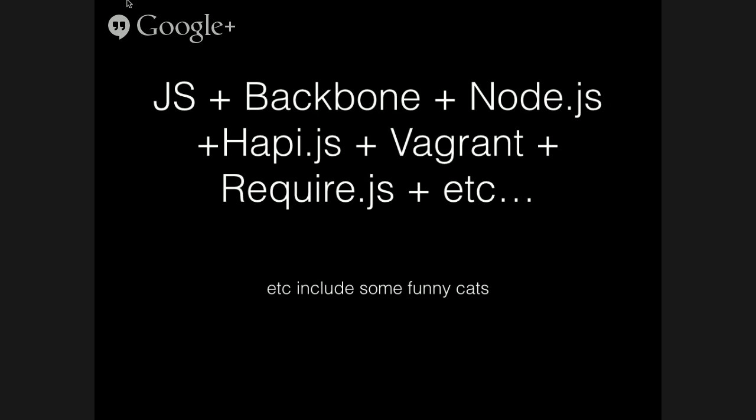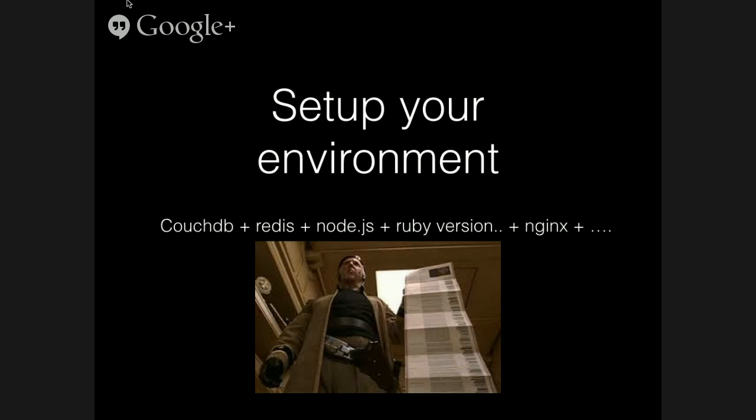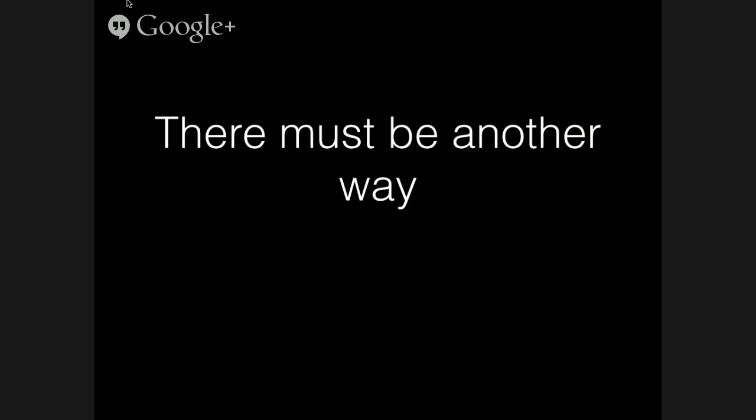So I'm going to talk with you about some Backbone, Node.js, Hapi, Vagrant, Require.js. I'll try to keep it very short for 20 minutes, so bear with me. So you start a new job, and then you have to set up your environment. And it basically looks like this. You get this huge list, and then you need CouchDB, Redis, Node.js, different versions, Nginx, and there's a lot of place for errors between your Mac and production. And that's where I realized, oh, there must be another way.